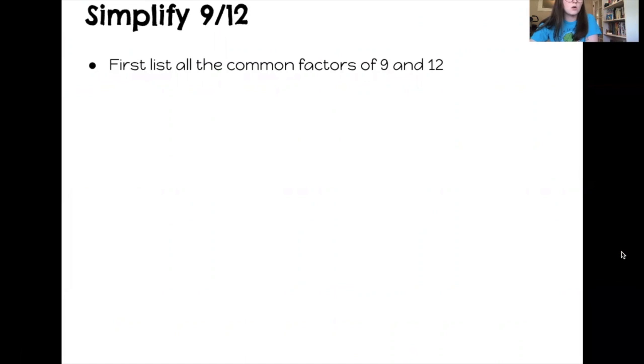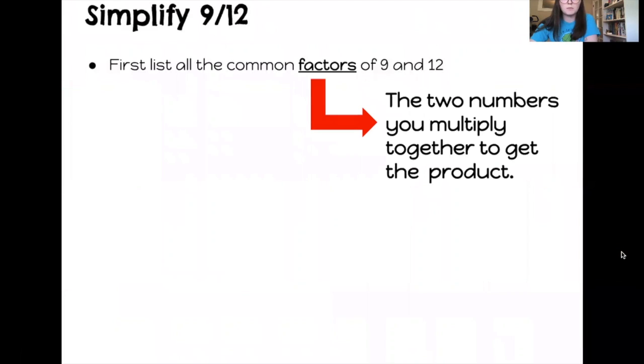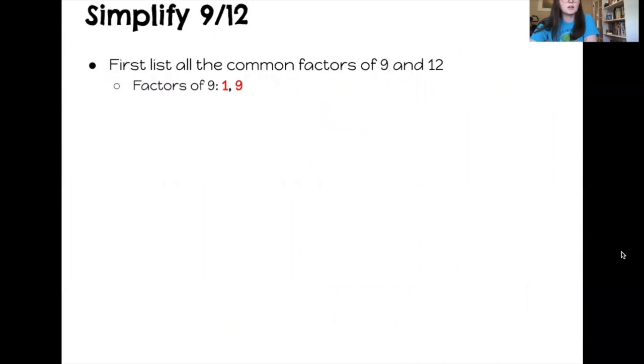All right, so first we're listing the factors of 9 and 12. So remember, the factors are the two numbers you multiply together. So factors of 9, 1 times 9 is 9, so those are factors. 3 times 3 is 9, and we don't list 3 twice because it's the same number. And that's the only factors for 9.